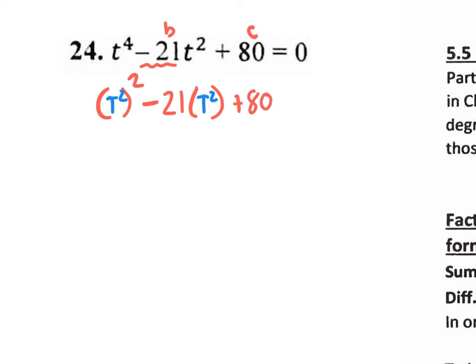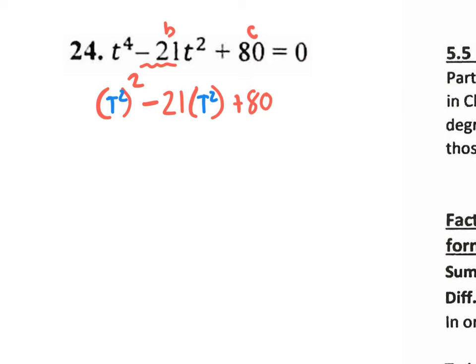So what have I done right here? I changed the look of my quartic. I changed the look of it to now looking like a quadratic. It looks like x squared minus 21x plus 80. And again, the only way you could do this is if your degree is twice as much as the power of the middle term. Okay? So that's a skill that we learned last week. I hope we understand it and we're able to apply it today and from here on out.